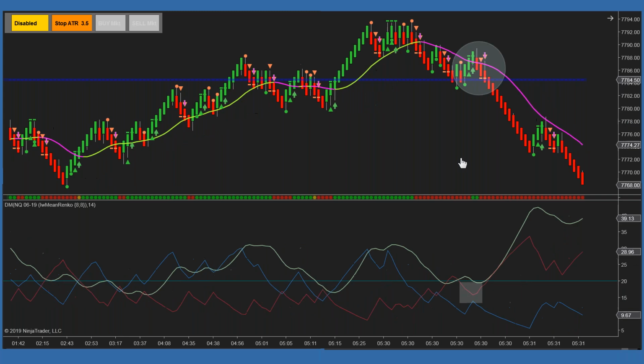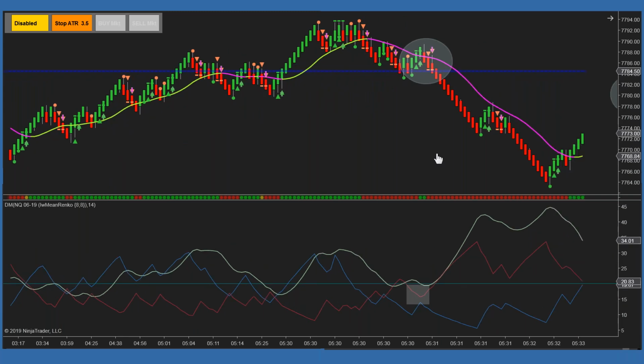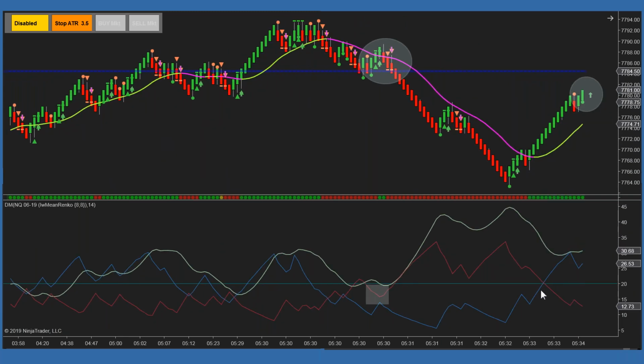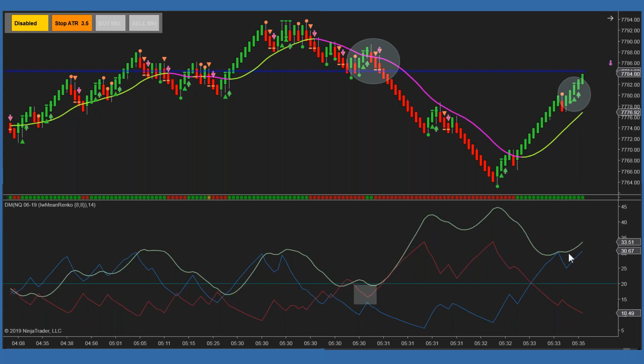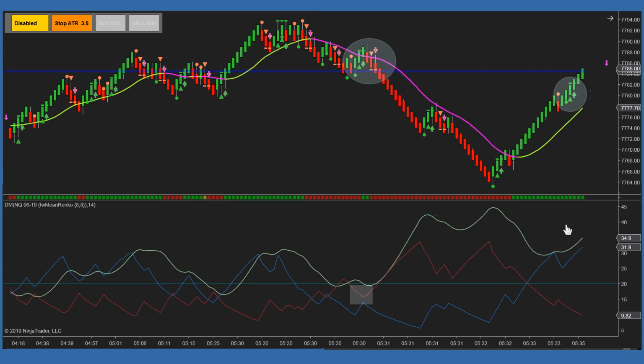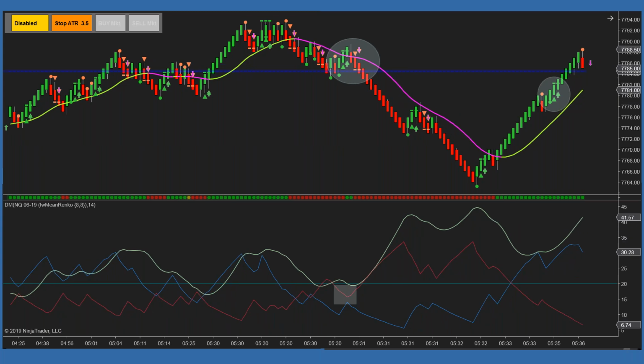Let's take a look at another example here. So here's the cross, here's the pullback, here is the signal that is developing. Once again, the ADX is starting to rise a little bit. So that might make it more inviting to try to run a trade out a little. Okay, you can see we're starting to hook.